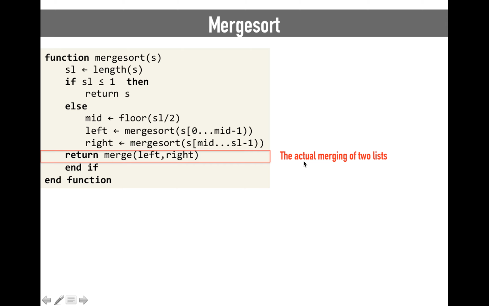The two lists are already sorted, and in the process of merging, you have to generate a new list that is also sorted. So we are going to review how to implement this merge part of the merge sort.